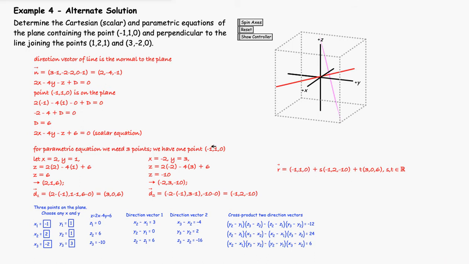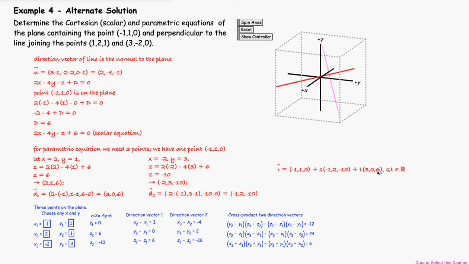Vector equation: my point, I'm picking this point, but I could have chosen any one of those two. And now I'm going to plug in my direction vector, negative 1, 2, negative 10. If I want to be sticky about minimizing the number of negatives, I probably should be writing that as 1, negative 2, positive 10, and the other direction vector 3, 0, 6.